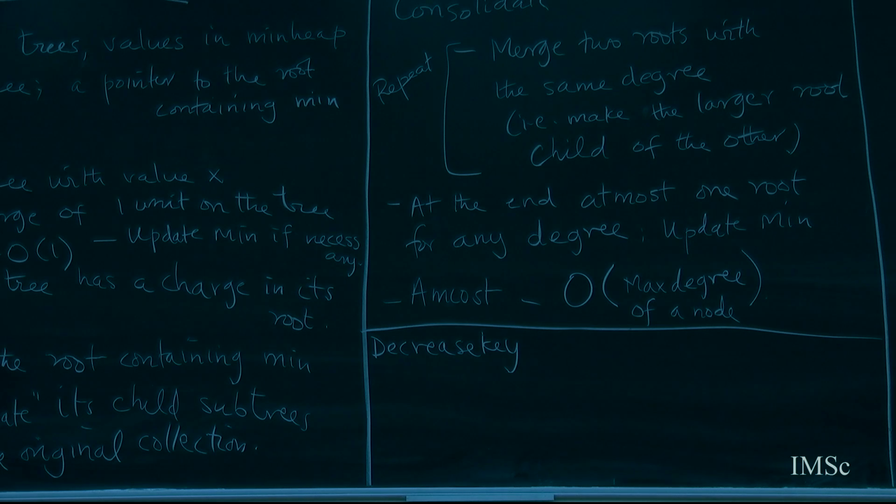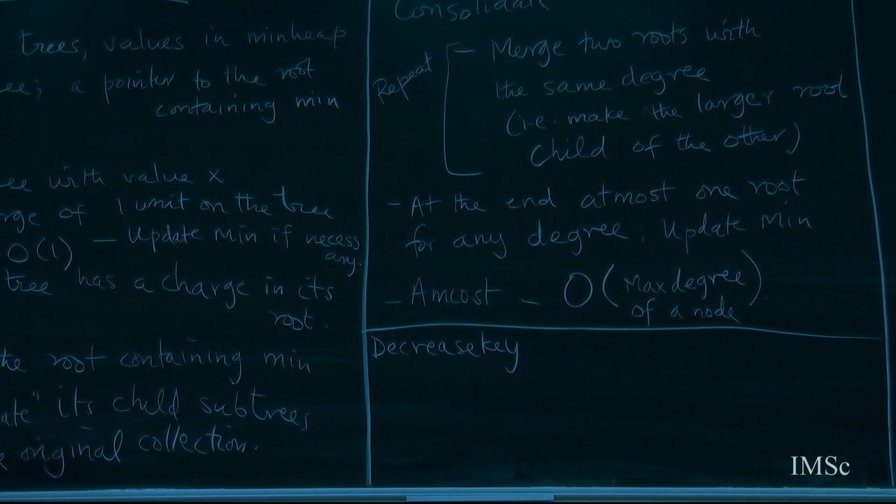So a Fibonacci heap is a collection of trees. Each node has a value and each tree is arranged with the values in min heap order. In addition, I'll have a pointer to the root containing the min. So if this is the root that contains the min, I'll store that.